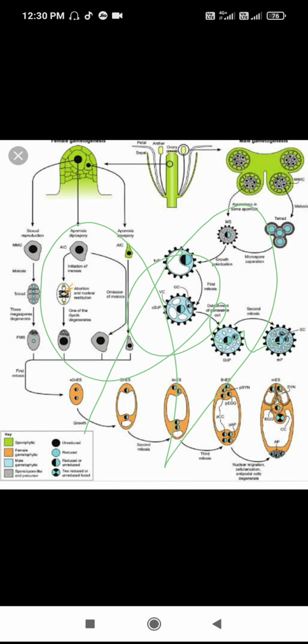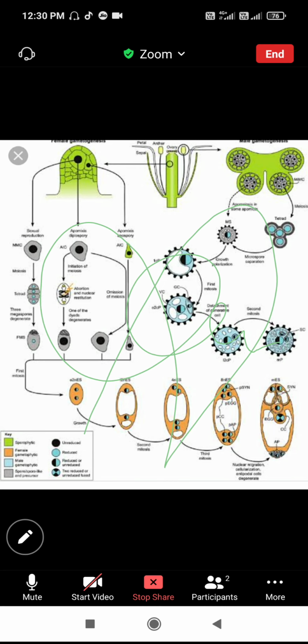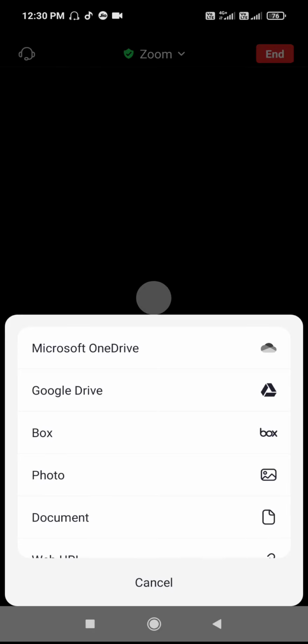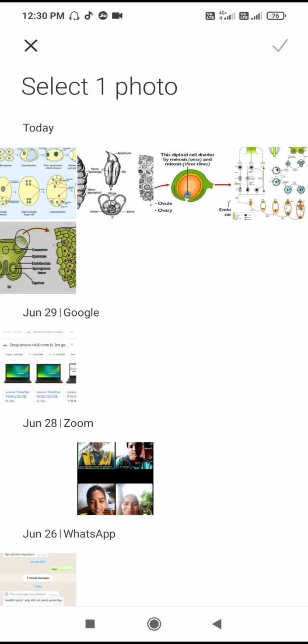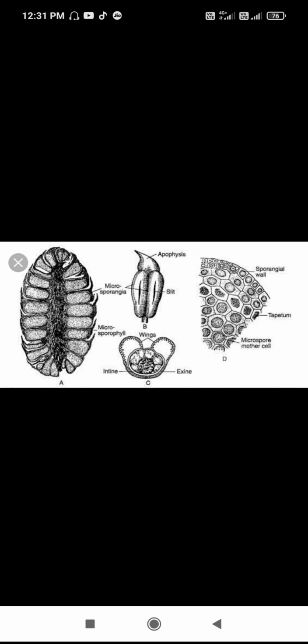Okay, it is clear. Next, we have to discuss the structure of the female cone. I will show a picture. See this one. The structure of the female strobilus is quite like that of the male strobilus.